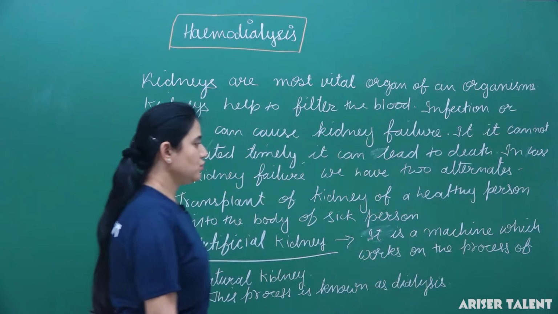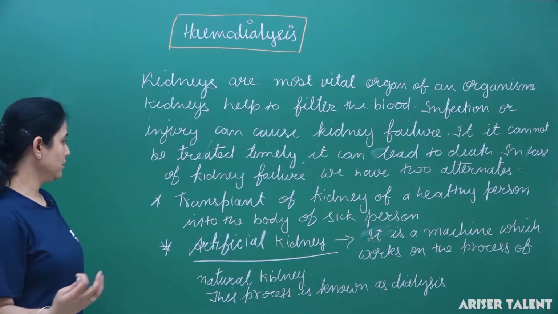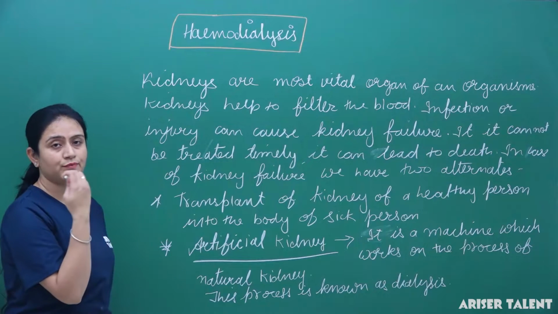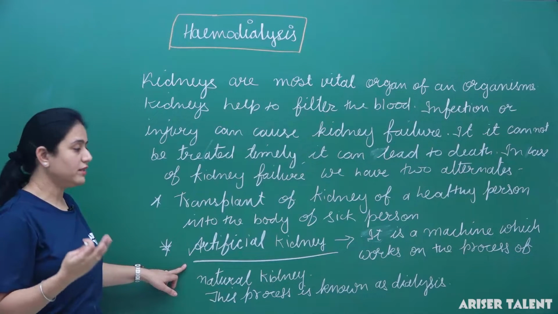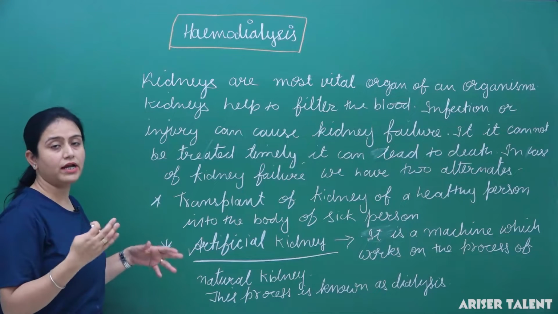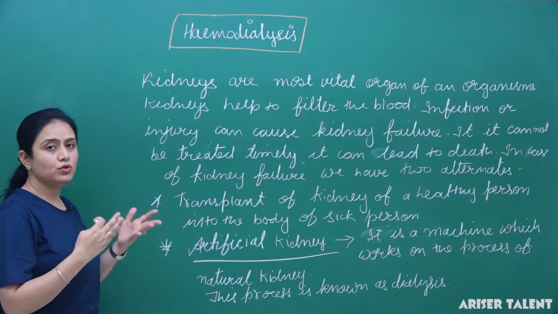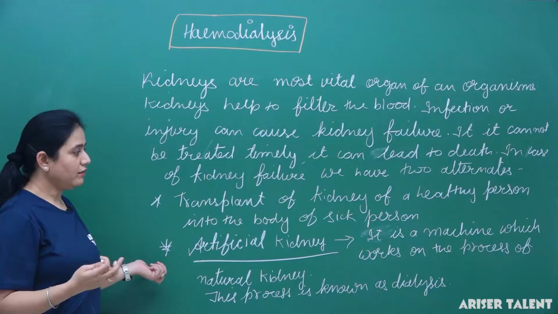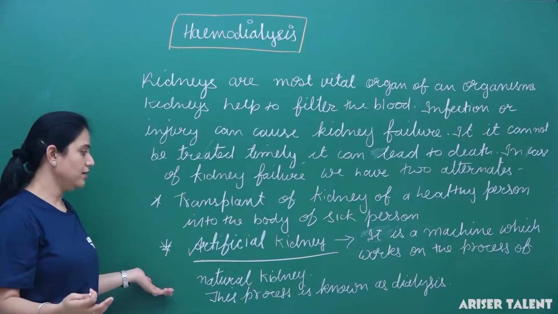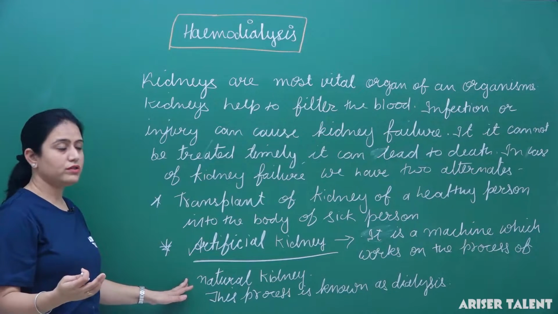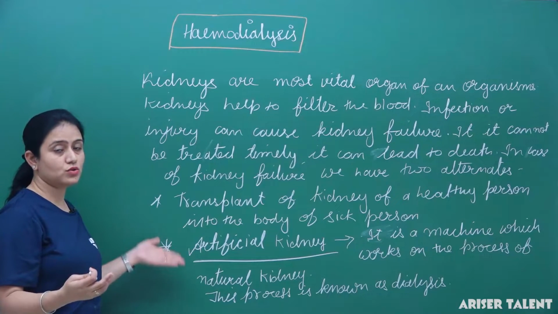Okay, so generally we cannot transplant the kidney from a healthy person. So we have another method. This is the artificial kidney, which means we can do the process of dialysis to keep a person alive. For the survival of a person, we have to follow this process, which is known as dialysis. So what is that process?